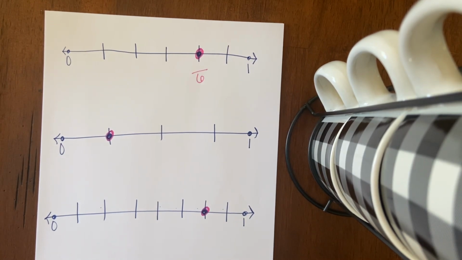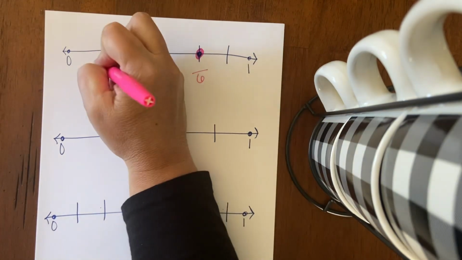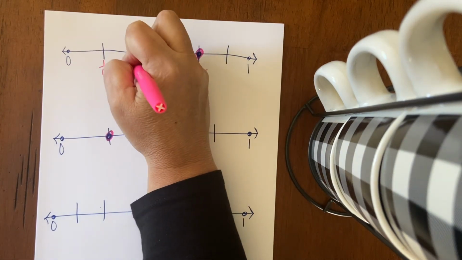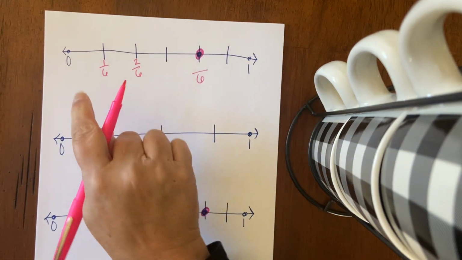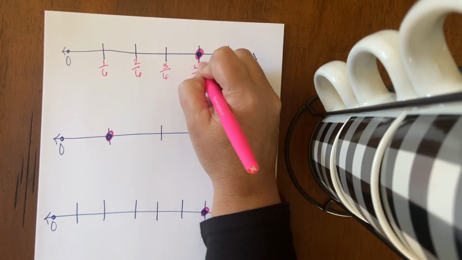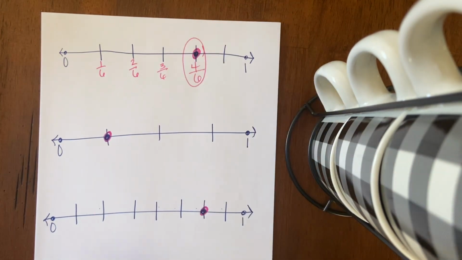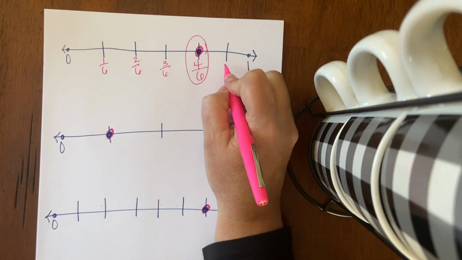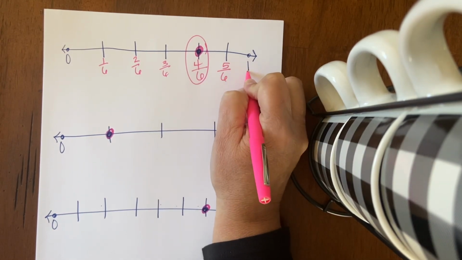But then I've got to figure out, well, that's not a unit fraction, so I've got to figure out how I would write that. Well, it's easier sometimes just to go ahead and label it 1/6, 2/6, 3/6, 4/6. That tells me that that one would be 4/6, and then you can label the whole thing if you need to.